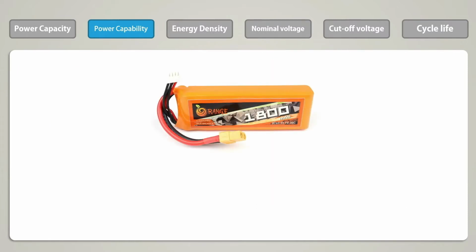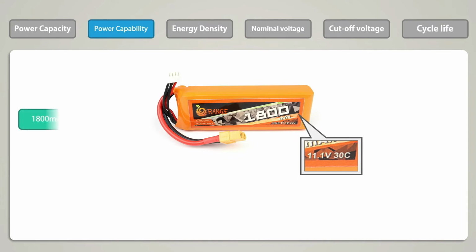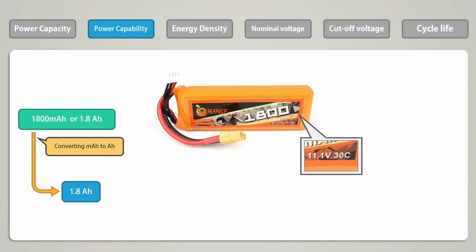It is a lithium polymer battery with a power capacity of 1800 mAh and a C rating of 30C. Now if we convert this 1800 mAh to amp hours, it will be 1.8. Then multiplying it by the C rating, we will get the maximum discharge current. So the maximum discharge current of this battery is 54 amps.